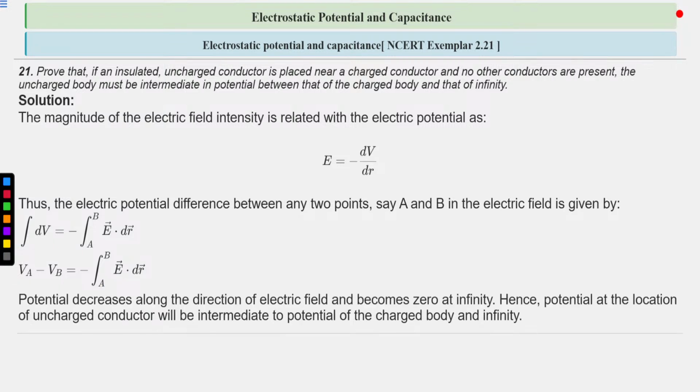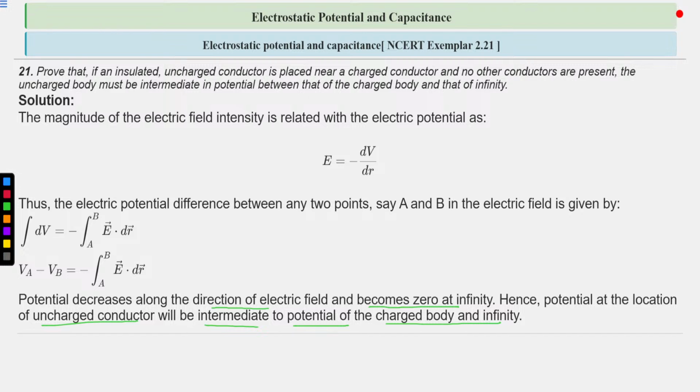Potential decreases along the direction of the electric field, that we know. The electric field is in the direction of decreasing potential and becomes zero at infinity. Potential becomes zero at infinity. Hence, the potential at the location of the uncharged conductor will be intermediate to the potential of the charged body and infinity.